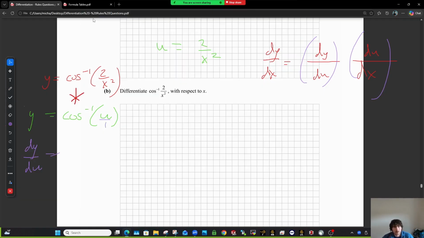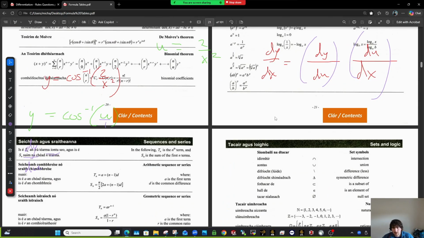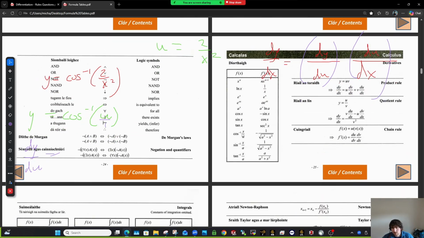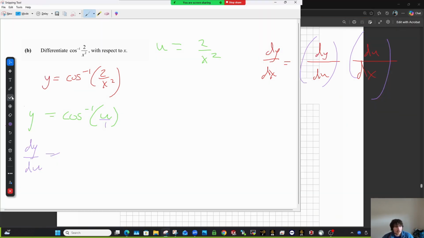I better get it up here. So you go down here and you see that cos inverse u over 1, x is u here, 1 is a, it's minus 1 over the square root of 1 squared minus u squared. Okay, so that will be equal to minus 1 over square root of 1 minus u squared.